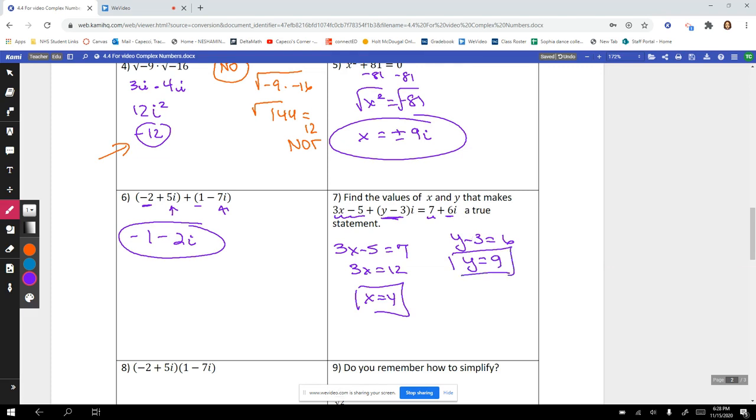Now, as always in math, you can substitute that back in and see if you get the right answer. So we can do that. I have 3 times 4 minus 5 plus, and that gives us 9 minus 3i. Simplify that. That's 12 minus 5, which gives us 7. Plus 9 minus 3 is 6. So I have 7 plus 6i, which is what I started with. So I know that my values for x and y are correct.